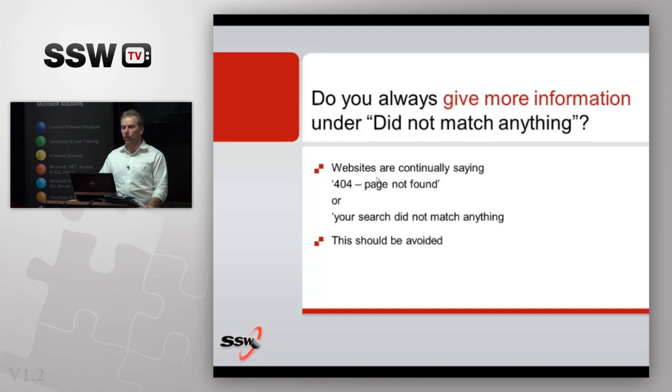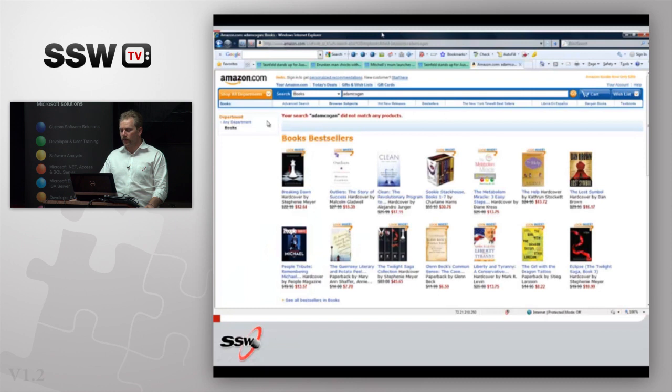So, what should you do other than say your search didn't find anything? Offer suggestions. It's important. This, believe it or not, is Amazon when I searched Adam Cogan and didn't find anything. You wouldn't know that this really didn't find anything, would you? The recommendation is Twilight.